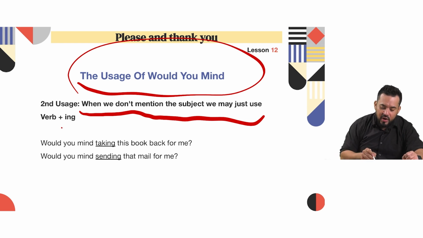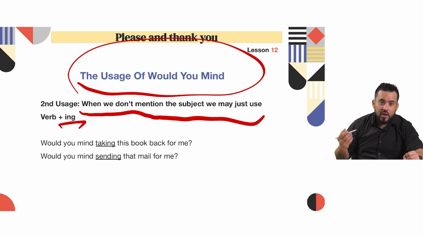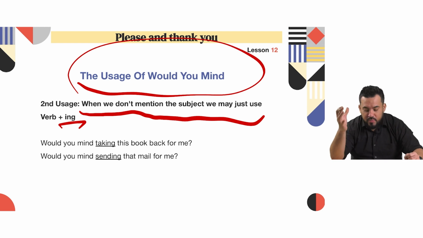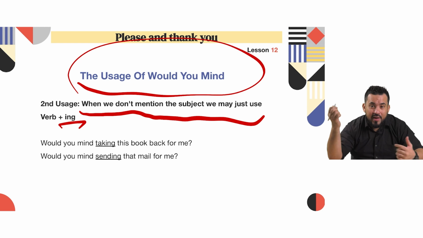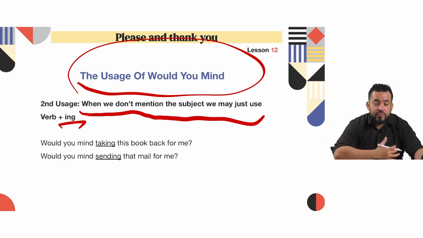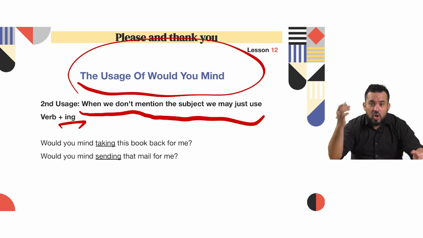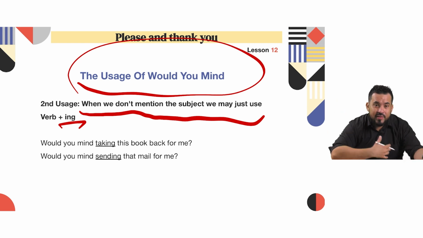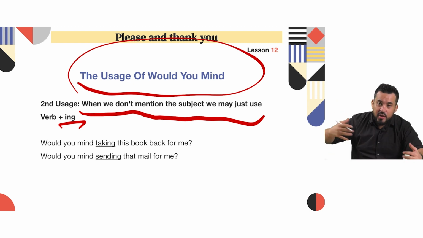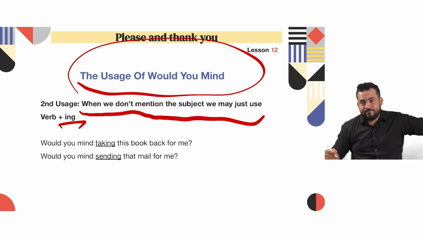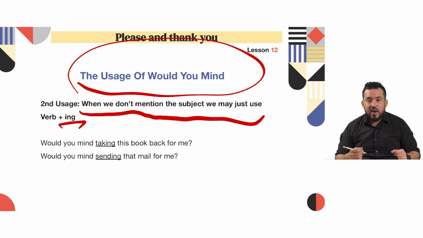We use it with the ing form of the verb. Okay? Would you mind sending that email for me? Would you mind going to the library for me? Would you mind talking to him? Would you mind helping me? Would you mind driving me to the airport?